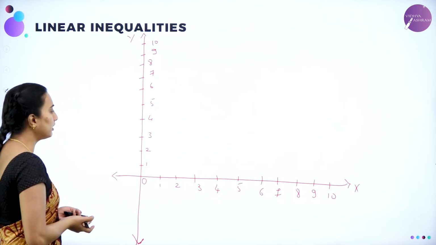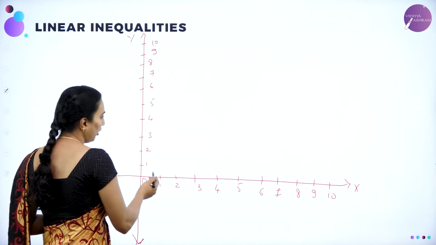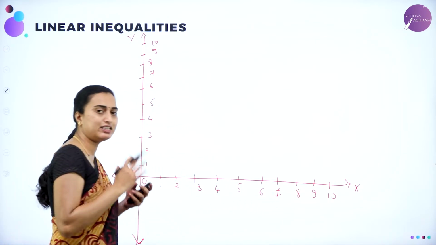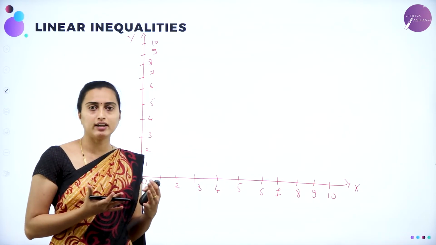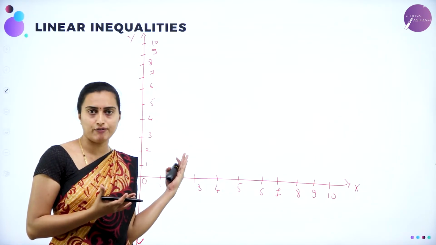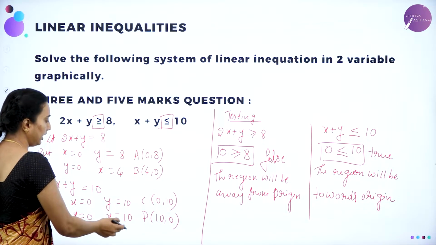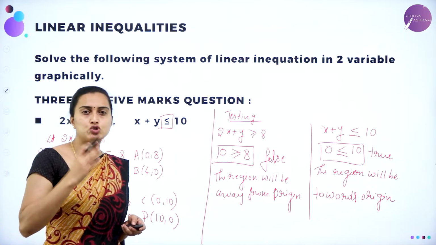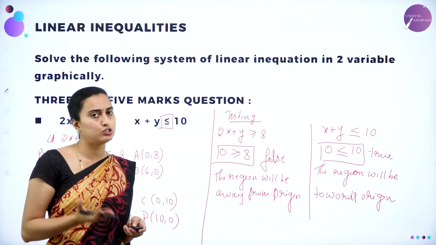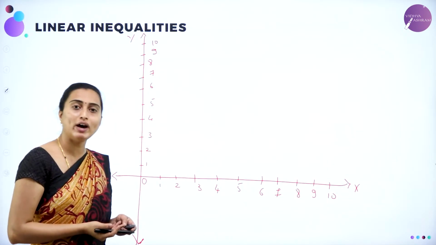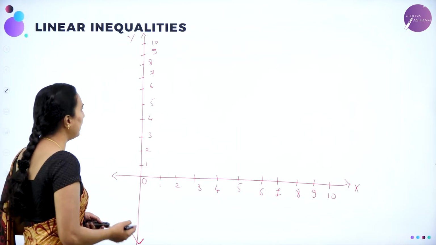Here let me mark the point A. What is A? A of (0, 8) will be here. You can take the units with a difference of 2 units also, but to get a bigger graph I have taken a 1 unit difference. If you want, you can take 2, 4, 6, 8, 10 on both the x-axis and the y-axis. Now here I have taken the 1 unit difference.